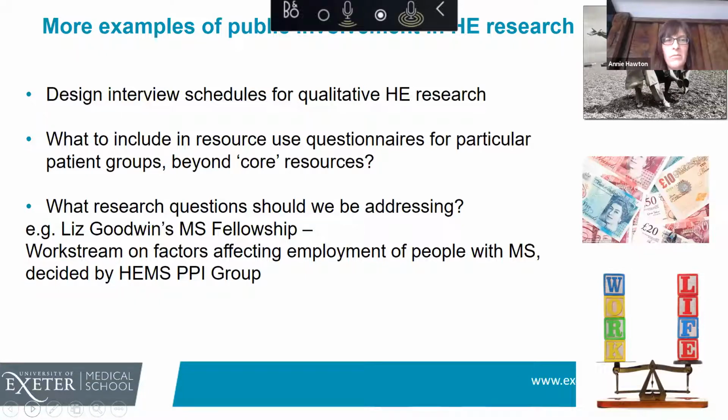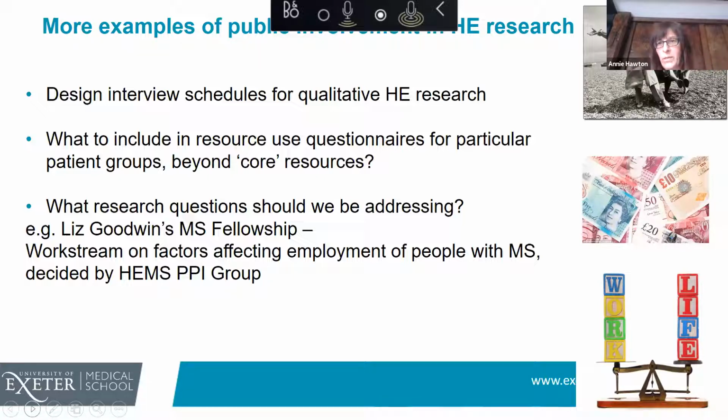Members of the public can help to design interview schedules for qualitative health economics research, or for example, cognitive interviews. They can help to answer what to include in resource use questionnaires for particular patient groups beyond the core resources that might ordinarily be included in those questionnaires. And really the epitome, what we'd hope to aim for, is that members of the public have a role in setting what research questions we should be addressing.